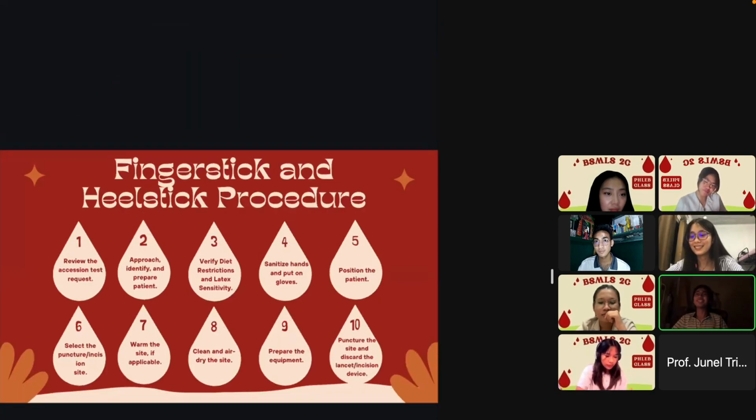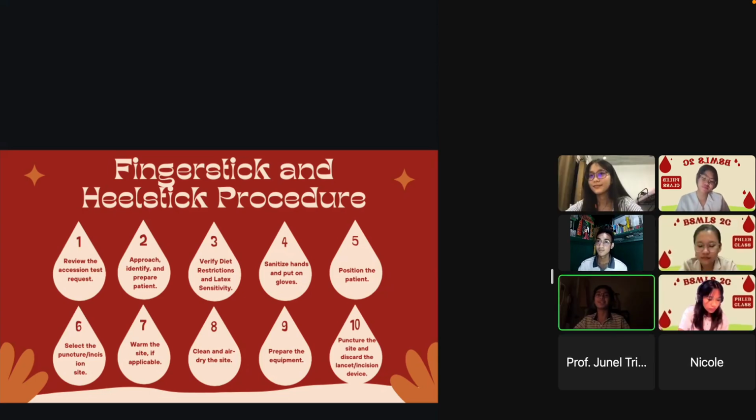Ayan, so andito na tayo sa finger stick and heel stick procedure. So ito na yung mismong procedure sa pag-administer natin ng capillary puncture. So first is to review the accession test request. So guys, before tayo mag-administer ng capillary puncture, first kailangan muna natin ng request from other healthcare professionals. Okay? Next is to approach, identify, and prepare patient.